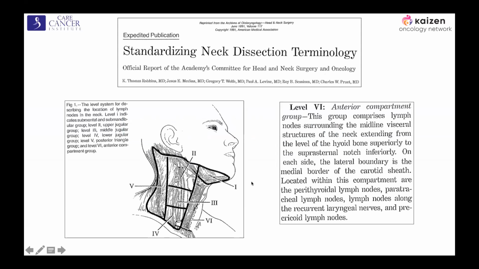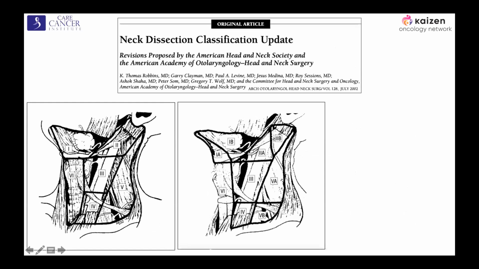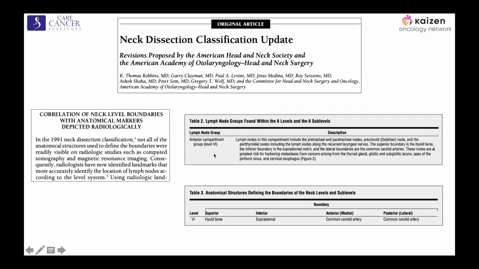Again, you saw that the retropharyngeal group of lymph nodes stops at the cranial edge of the hyoid. But below the hyoid, the fatty space that is medial to the carotid artery is nothing but your level 6. Coming to this update, the radiological landmarks for level 6 are the hyoid bone superiorly, the suprasternal notch inferiorly, and anteriorly or medially the common carotid artery.